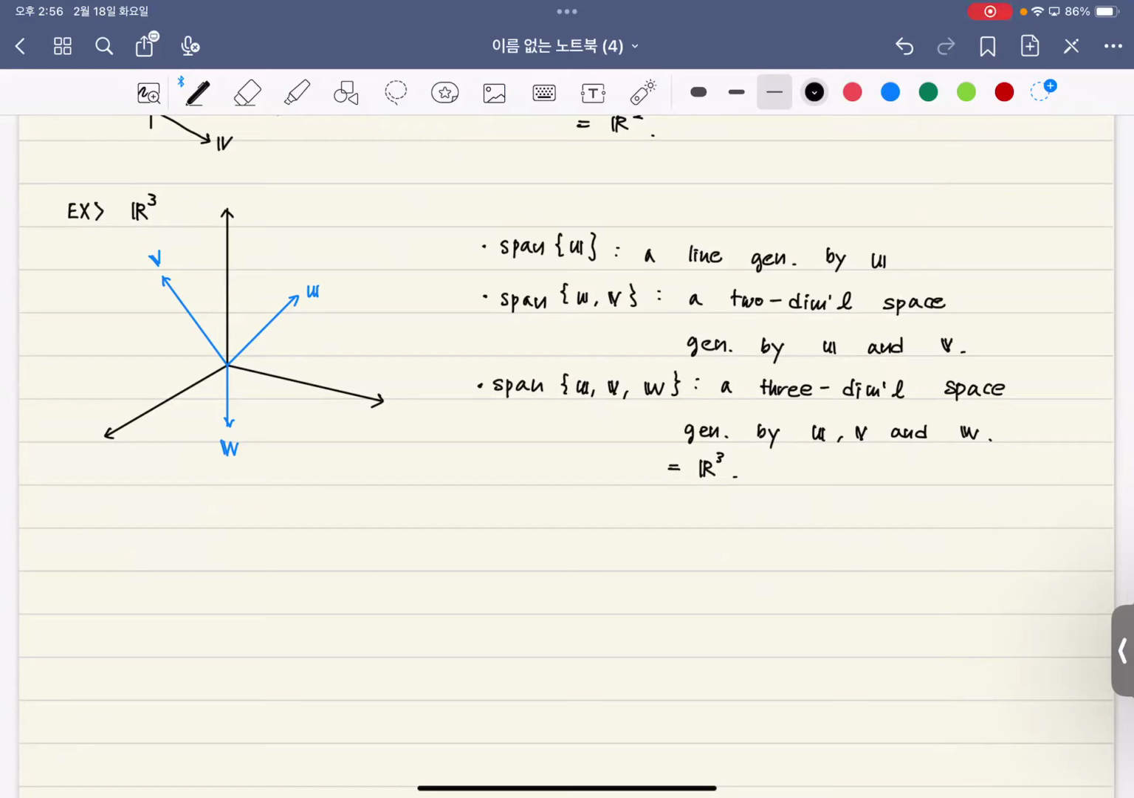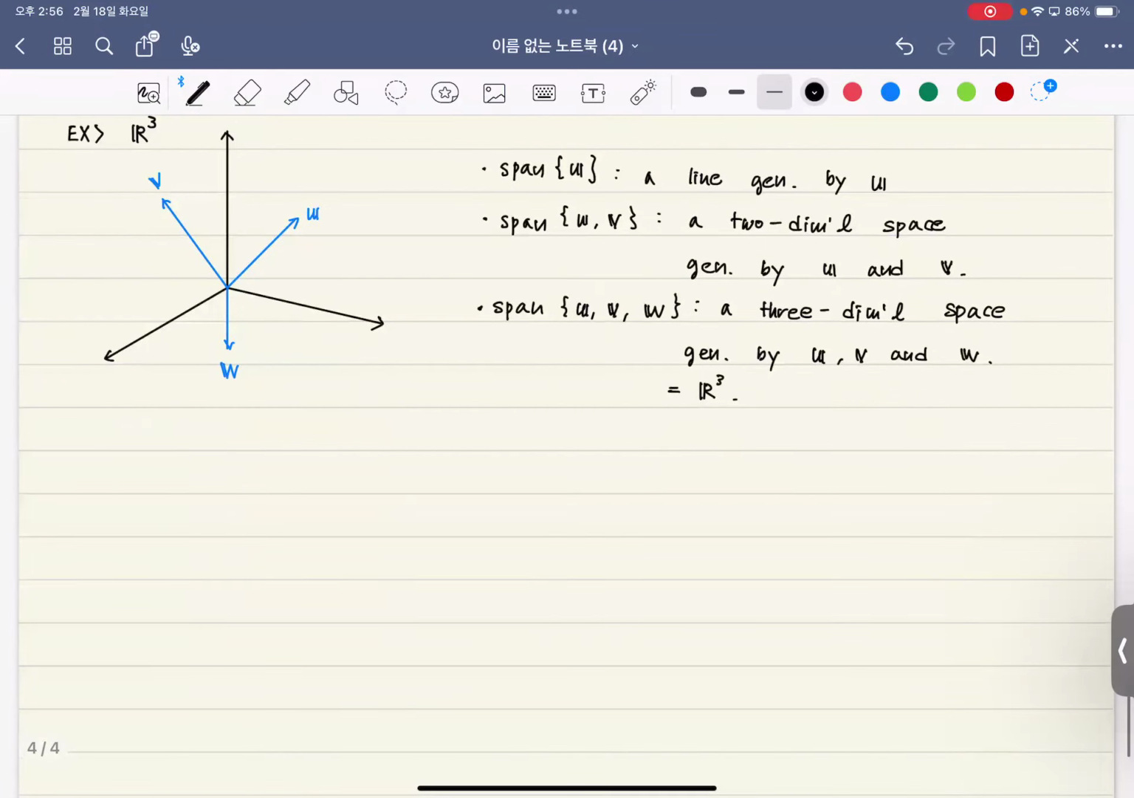Now I am ready to introduce the second picture. The first picture was the row picture. We can consider a given system of linear equations as a row picture. Now I am ready to introduce the second picture, which is the column picture. So what is the column picture?